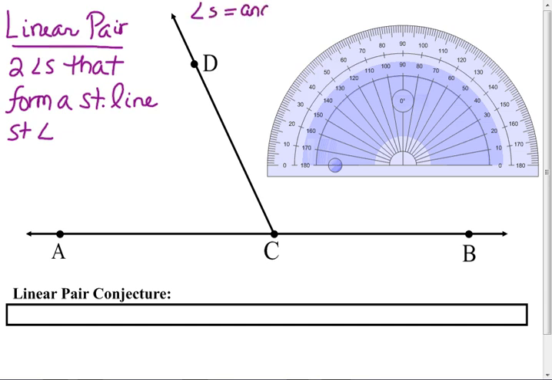There. Yeah. No, we haven't done the conjecture.